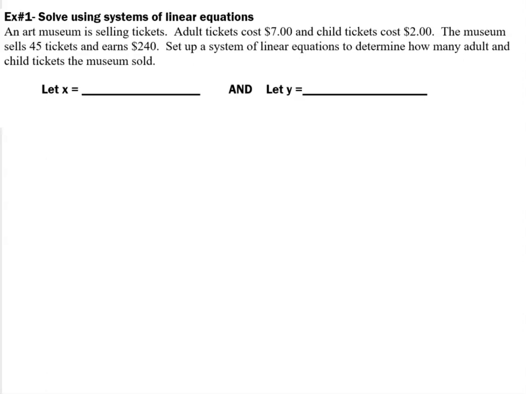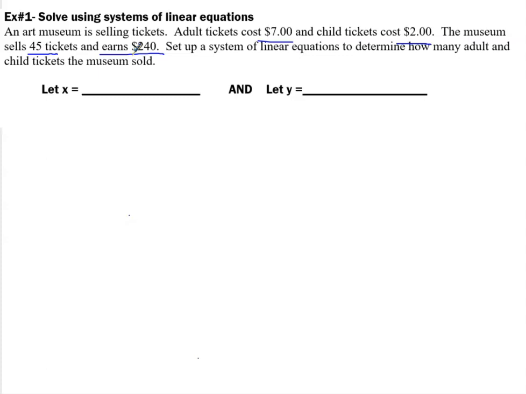Okay, so an example: an art museum is selling tickets. Adult tickets cost $7. Children tickets cost $2. The museum sold a total of 45 tickets and earned a total of $245. Set up a system of linear equations to determine how many adult and children's tickets were sold for the museum.